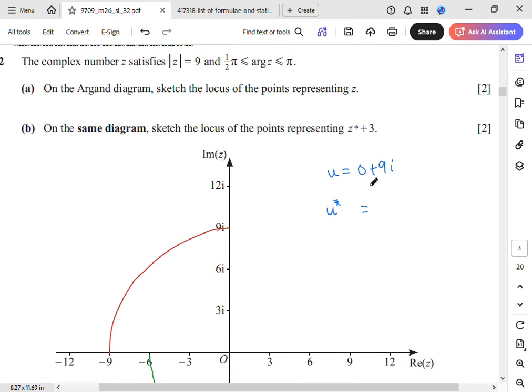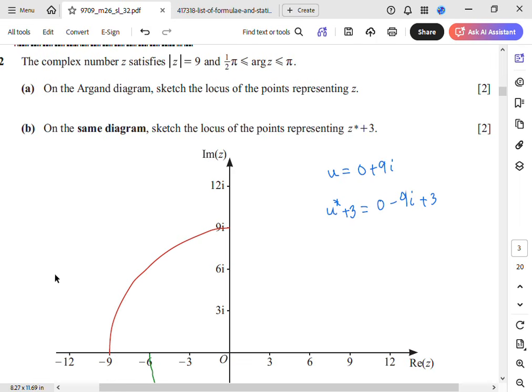the real part remains as it is, and the imaginary part, you take the opposite sign, right? So it would become 0 minus 9i, right? And then you're adding 3 to it, right? So if you add 3 to it, it becomes 3 minus 9i.